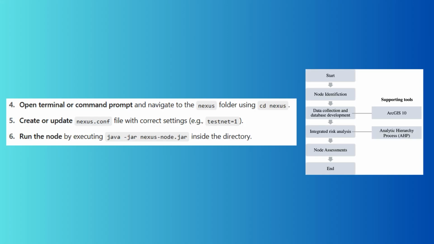github.com/nexusprotocol/nexus.git. Then, open the terminal or command prompt and navigate to the Nexus folder using cd nexus. After that, create or update the nexus.conf file with correct settings.